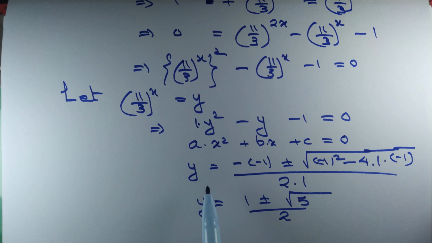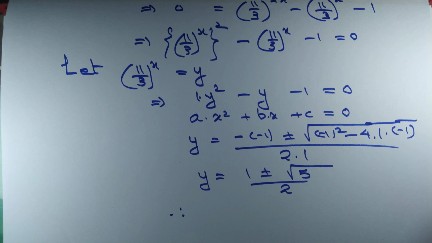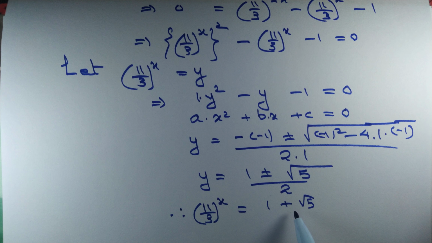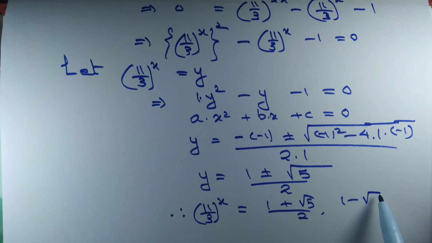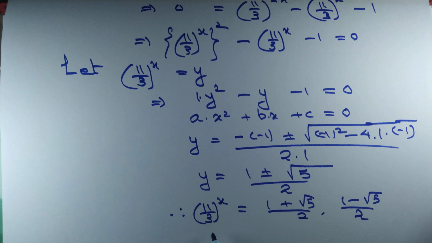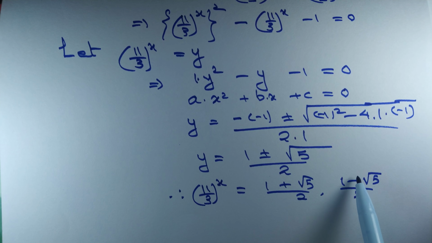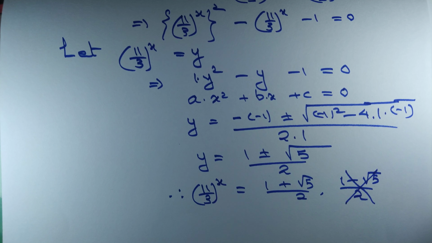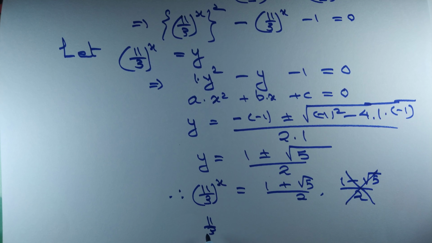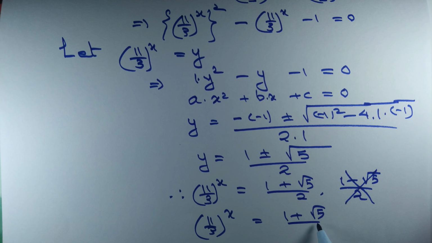But y equal to 11 by 3 to the power x. Therefore, we can write 11 by 3 to the power x equal to 1 plus root 5 by 2 or 1 minus root 5 by 2. Now you see that 11 by 3 to the power x is a positive quantity, so we reject this number. We will restrict to real numbers only, so we reject it. So we write 11 by 3 whole thing to the power x equal to 1 plus root 5 by 2.